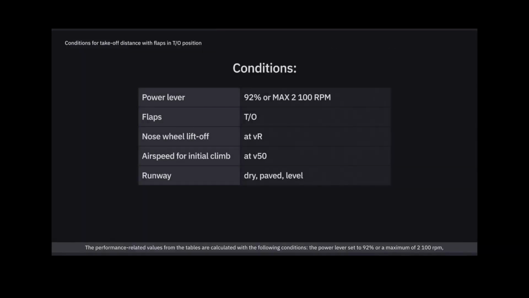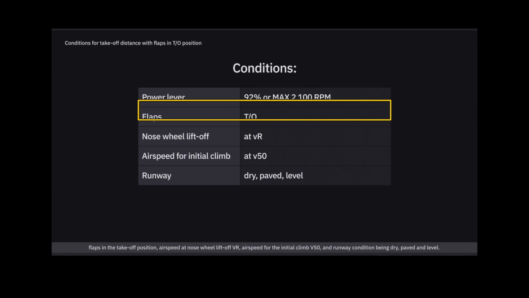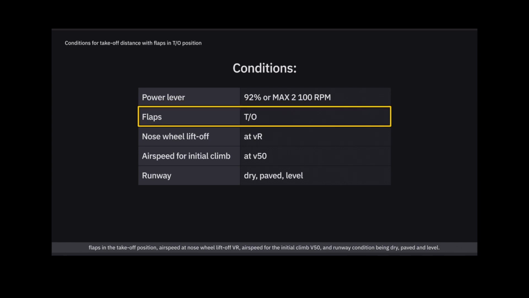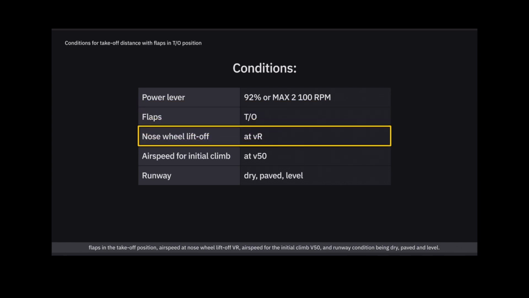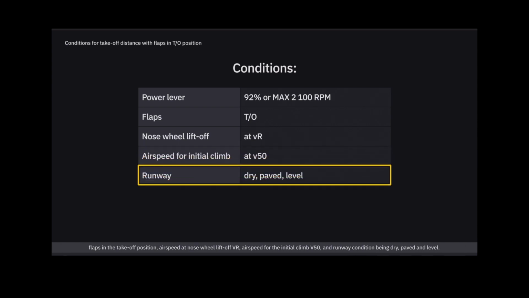The performance-related values from the tables are calculated with the following conditions. The power lever set to 92%, or a maximum of 2,100 revolutions per minute. Flaps in the takeoff position. Airspeed at nose-wheel liftoff, VR. Airspeed for the initial climb, V50. And runway condition being dry, paved, and level.